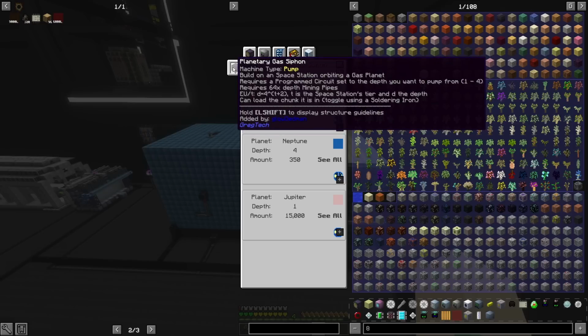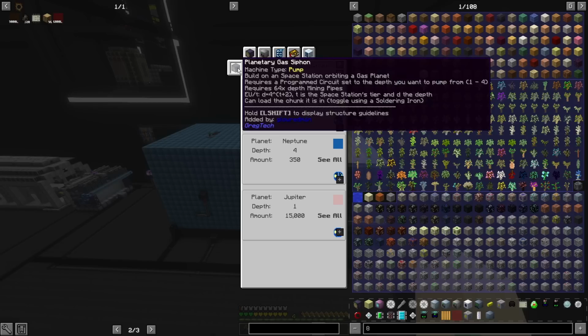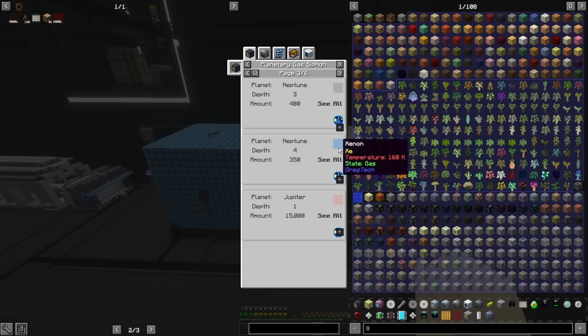Now I don't know what the rate is, I don't know how fast it's going to be. It says amount 350, is that per tick? I have no idea. But I think I could swing 2 amps of ZPM at this point, no problem. So I think that will be my solution for xenon, and that could be fun to set up as well.